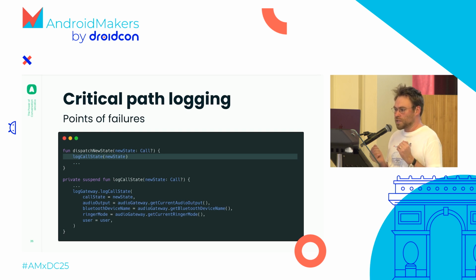So we need to make sure we log all the changes of state for our call: first ringing, then connected, then on paper it's going to go to a call ended state, but sometimes things go wrong. So we need to make sure we monitor all the changes of state.